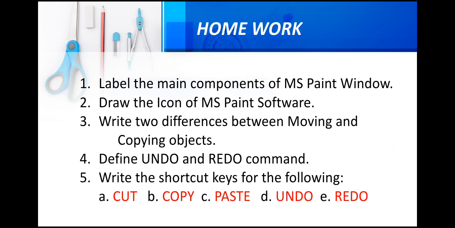Okay, question number 3: write two differences between moving and copying objects. I have given you the definitions of both of these, so you have to pick two differences. First, you have to draw a line between them, give two headings, moving object and copying object, and write the definitions of both of them, and write the second point that I have given in the previous section.